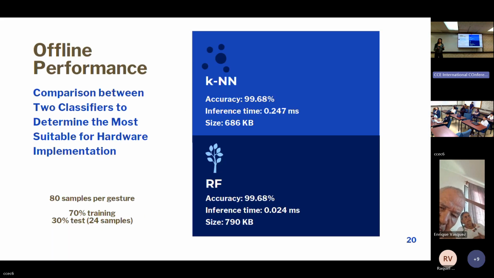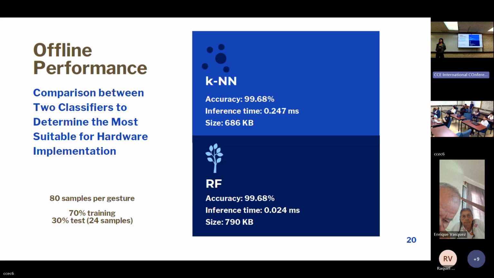When we did the offline testing, we did a 70-30 split with 70 for training and 30 for test. Here we found that curiously, the k-nearest neighbors and random forest had the exact same accuracy. It was 99.68%. However, the main difference between them, as you can see here, is actually the inference time. We can see that the k-nearest neighbors one is almost 10 times slower than the random forest one. And given the purpose of our project and that we wanted to have the most immediate translation possible to voice, we decided to go with random forest, given the speed and the velocity of it.